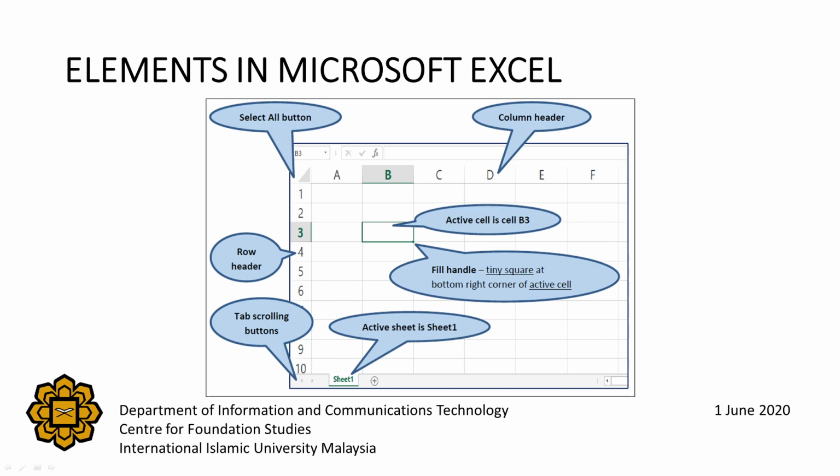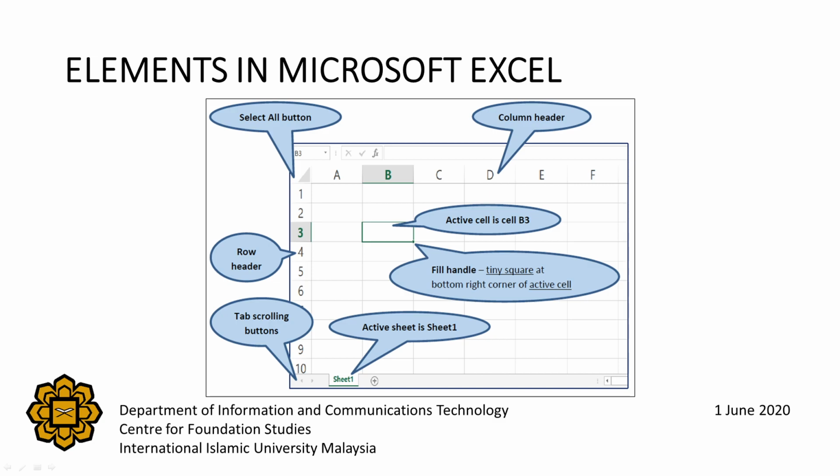And then we have the active cell. What is the meaning of active cell? The cell where you can enter new data or edit its content.